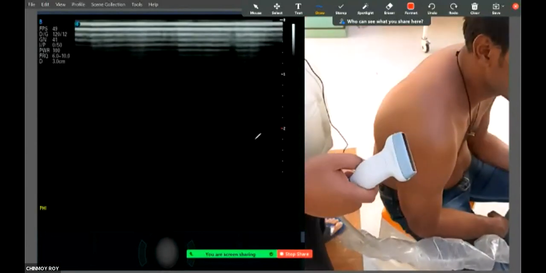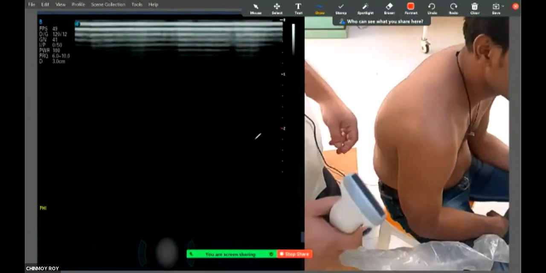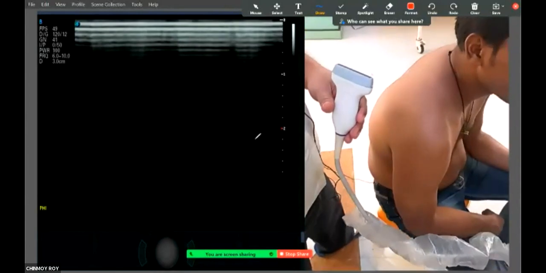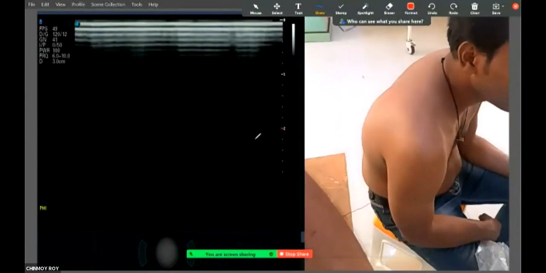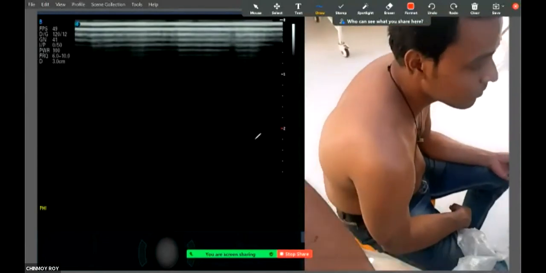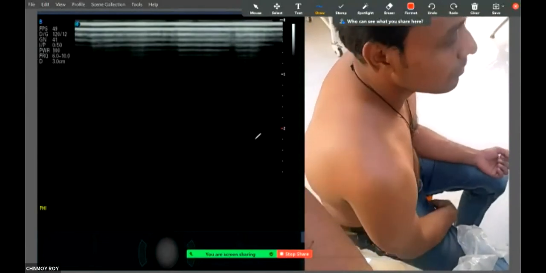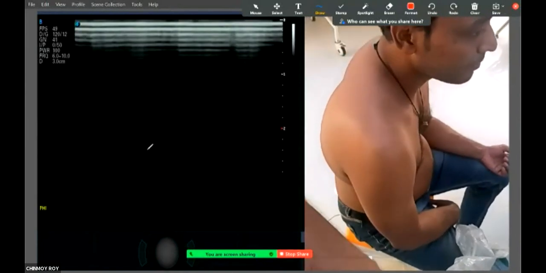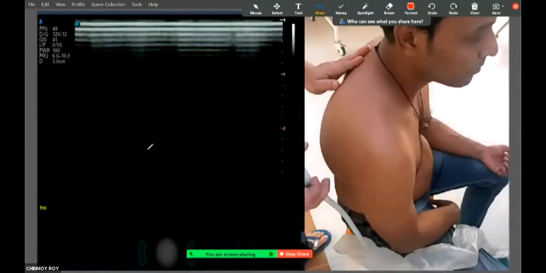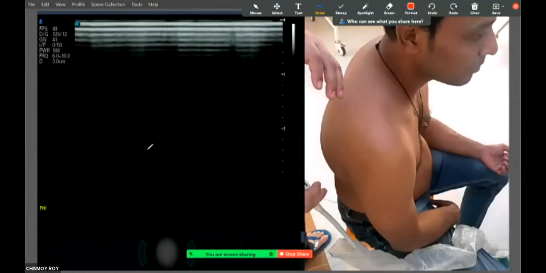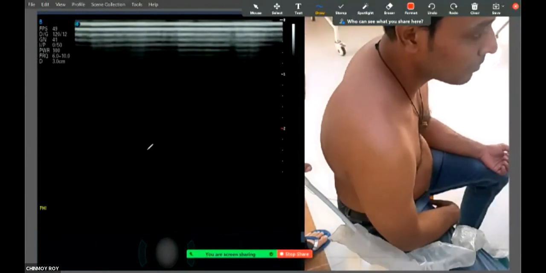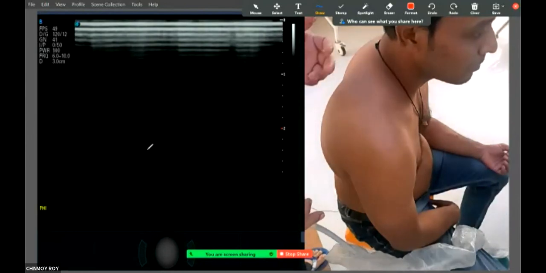Okay, I will tell you that also. Then comes the position. While doing this ultrasound of your shoulder, there are 2-3 positions. The patient is sitting. You can do a shoulder ultrasound when the patient is sitting. It is not done in a lying position or any other position.